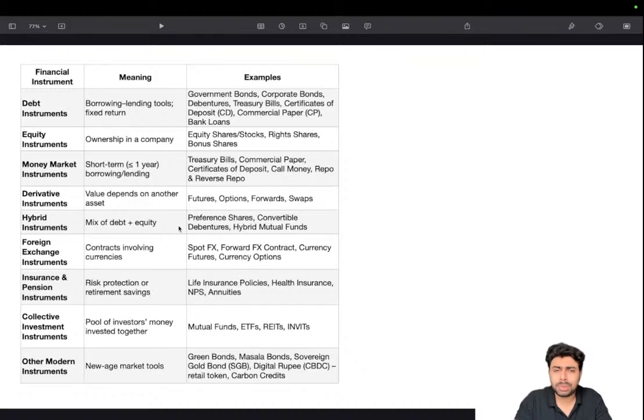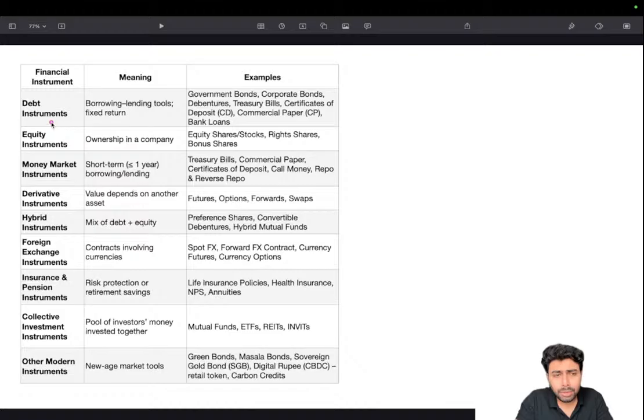Then derivatives, options, futures. I hope you understand what derivatives are. Derivatives means they're derived from something. So basically they derive their value from any other asset or index for that matter. Options trading for NSE-based indices, Nifty 50, etc. are there. Those are derivative instruments. Just have an idea about that.